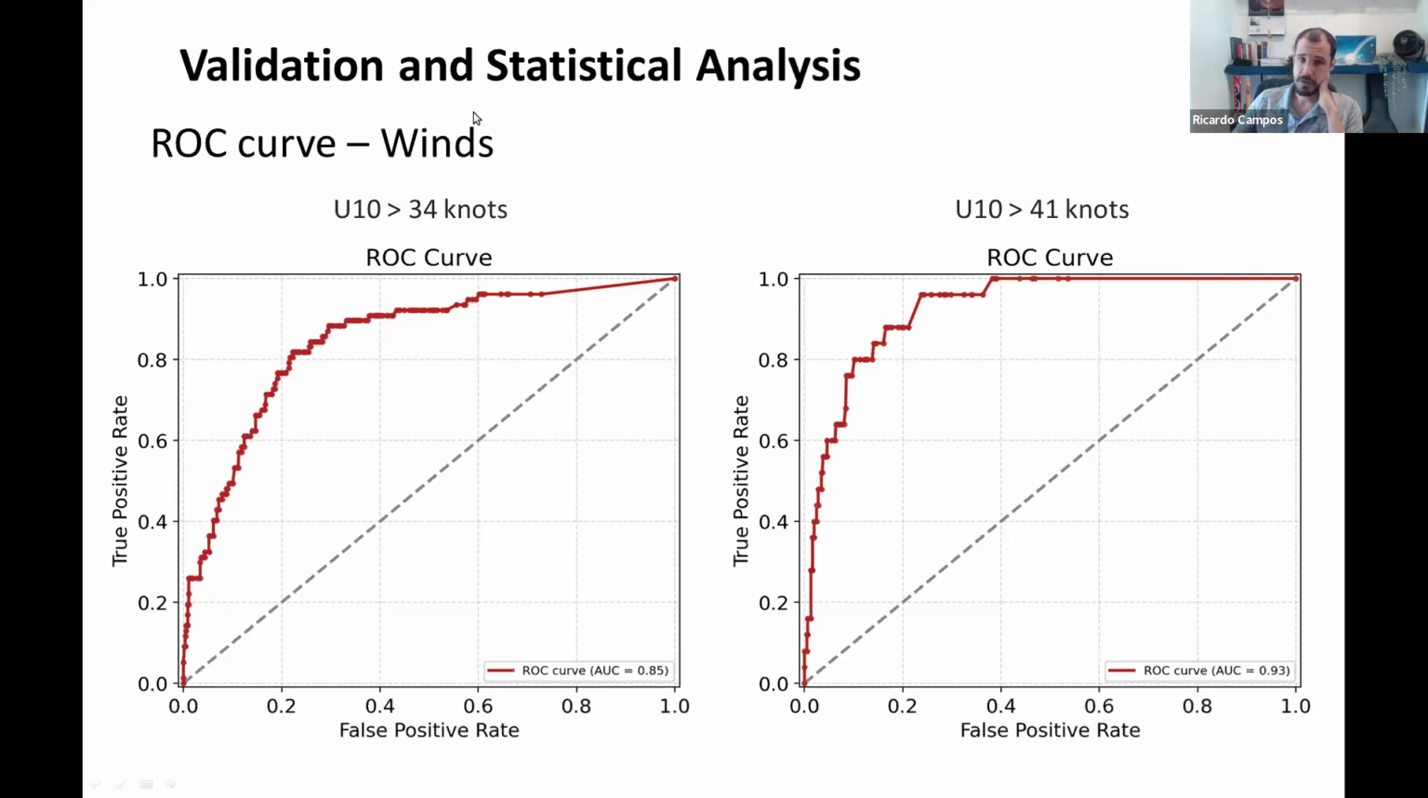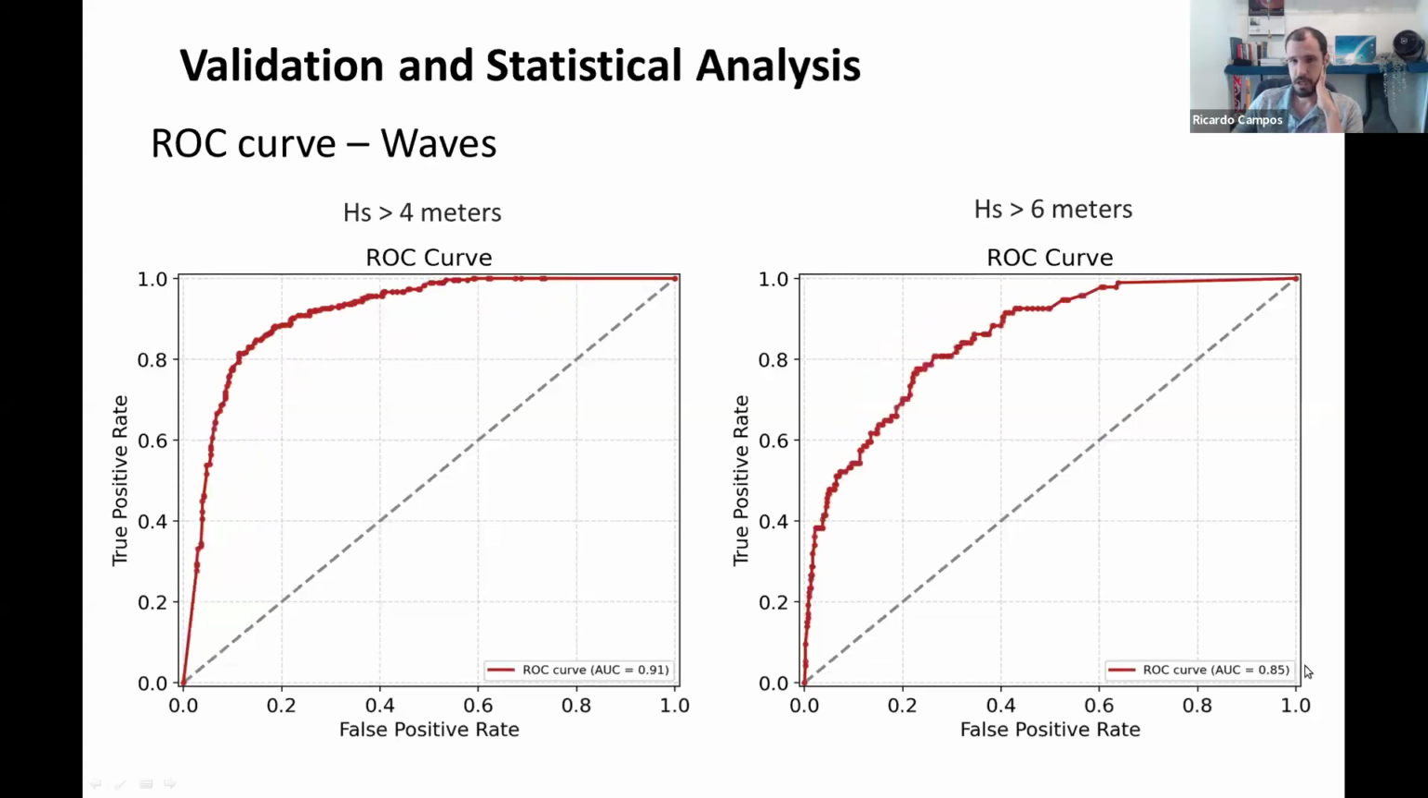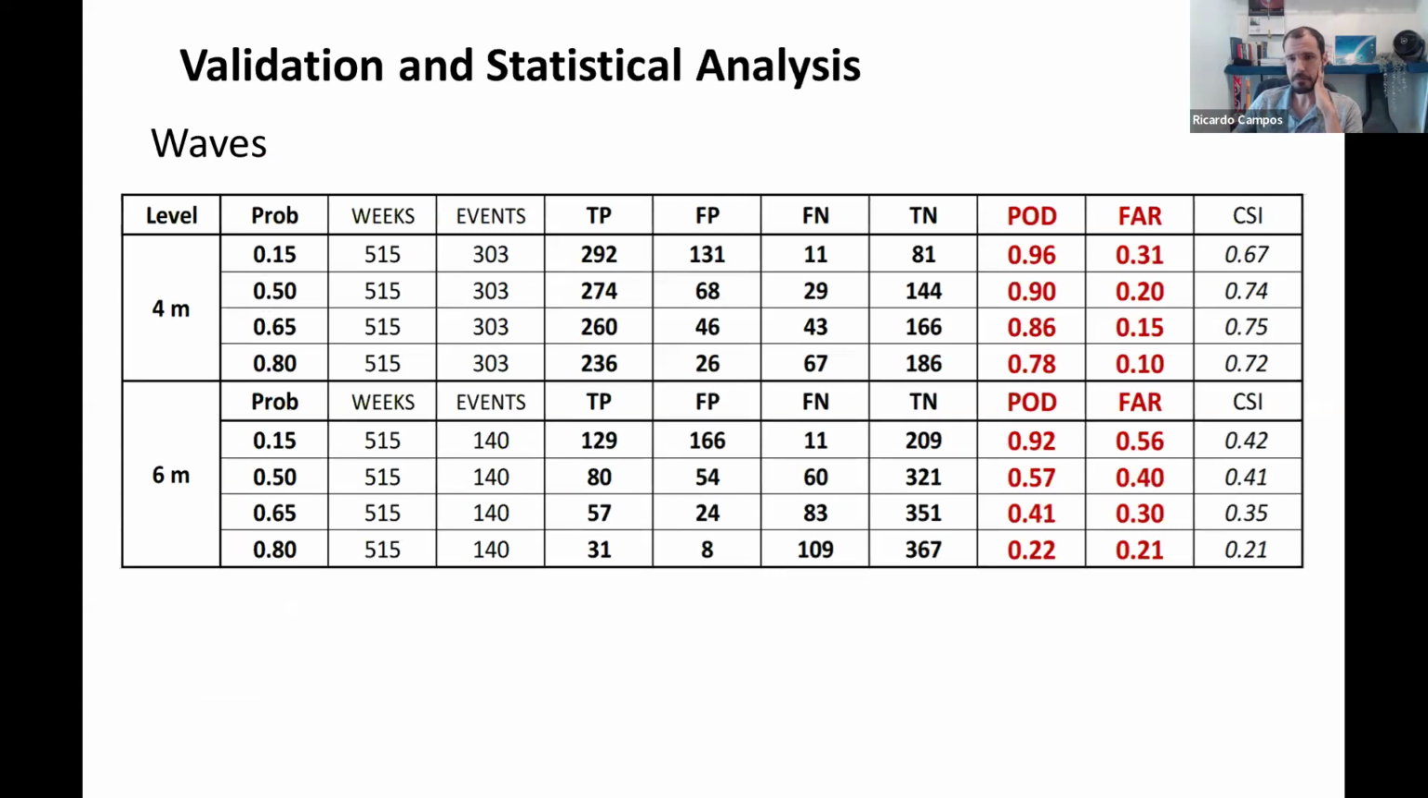So this we can see for wind speed and 34 and 41 knots, the ROC curve and the area in the curve showing very useful information for week 2, 0.93 in this case. Also for the significant wave height, 4 meters and 6 meters with area under the curve equal to 0.91 and 0.85, which is also very useful.